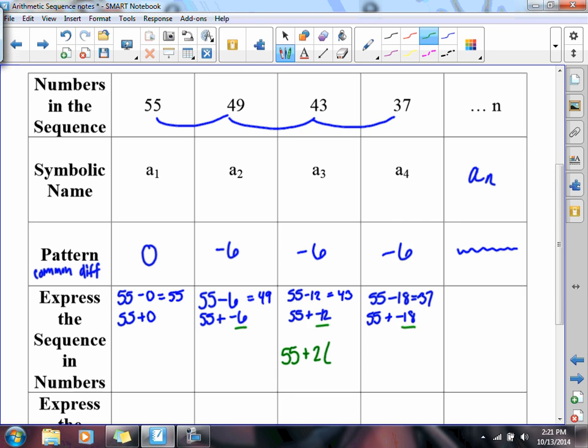and taking 2 times a negative 6. I'm subtracting 6 2 times. Negative 6 times 2. And then how did I get that 18? Well, I subtracted 6 3 times. So that's like 55 plus 3 times a negative 6.